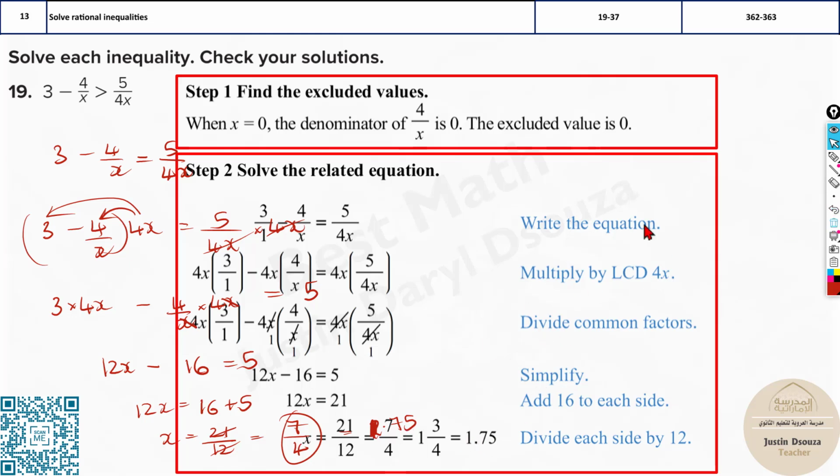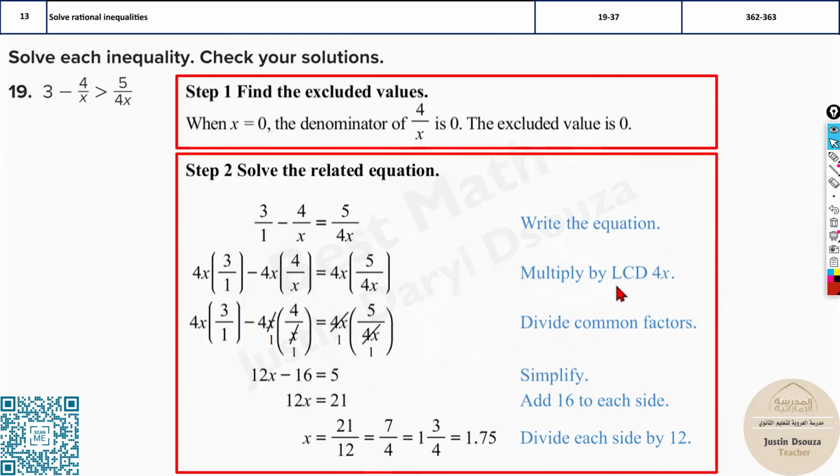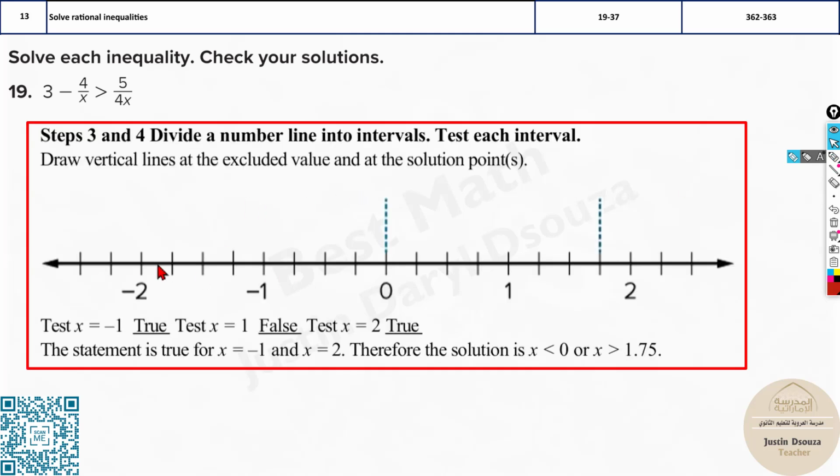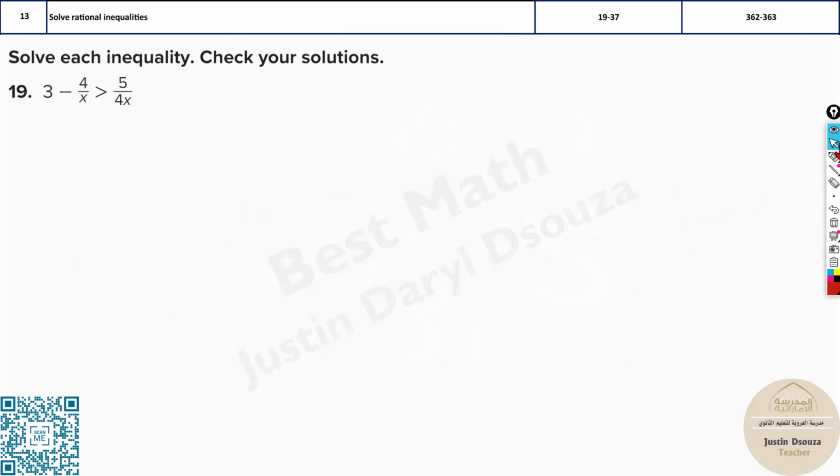Over here, the steps are already there. You can follow these as well. So we found the answer 1.75, but that is not the solution. Since we are dealing with inequalities, what we need to do is make a number line. I'll tell you how exactly you can do it. Just draw a number line. The answer we got, 1.75, is very important.